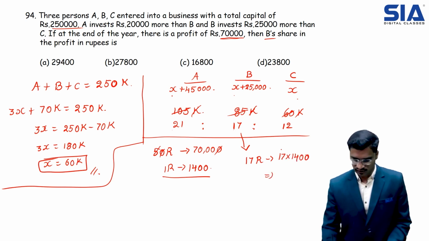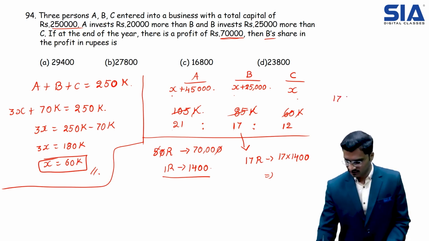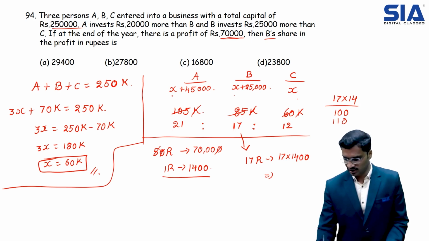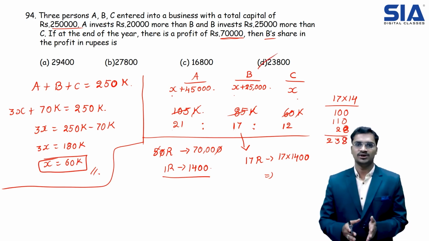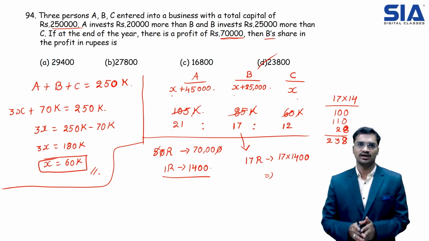So 4 7s are 28, so our answer should end with 8. So let us multiply it. 17 multiplied by 14. 7 times 4 is 28, 70 plus 40 is 110, plus 100 is 238. So our answer is 23,800. So B is getting how much? B is getting 23,800 rupees.